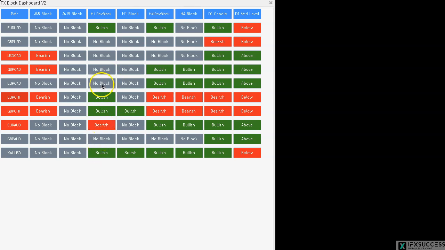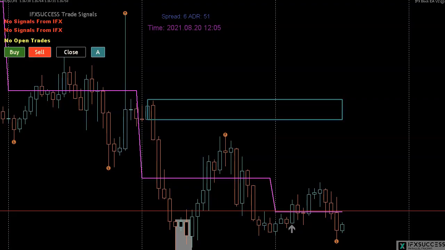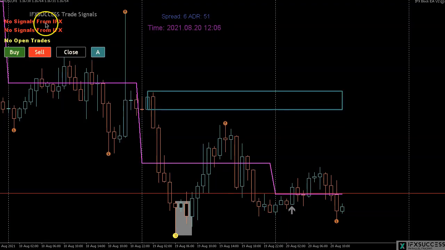I'm not even going to bother with any of these, because the blocks might be too old and they're not going to work for me. If we take a look at Euro Dollar, we have Euro Dollar right here, which is actually a nice trade, something that we can plan. And we're going to plan it using the EA. Okay, I'm sorry.